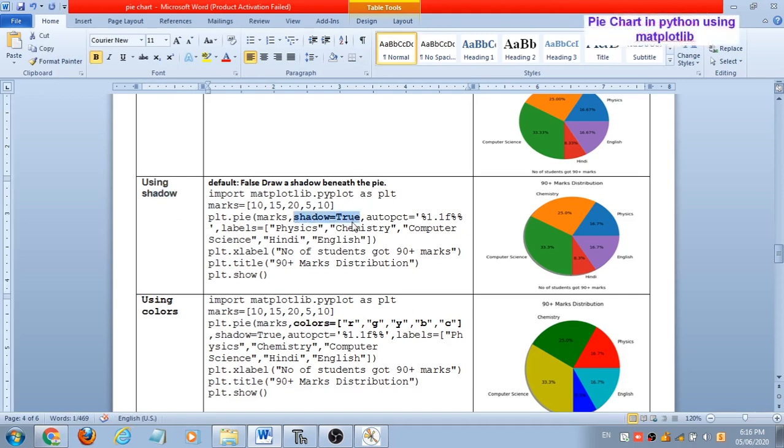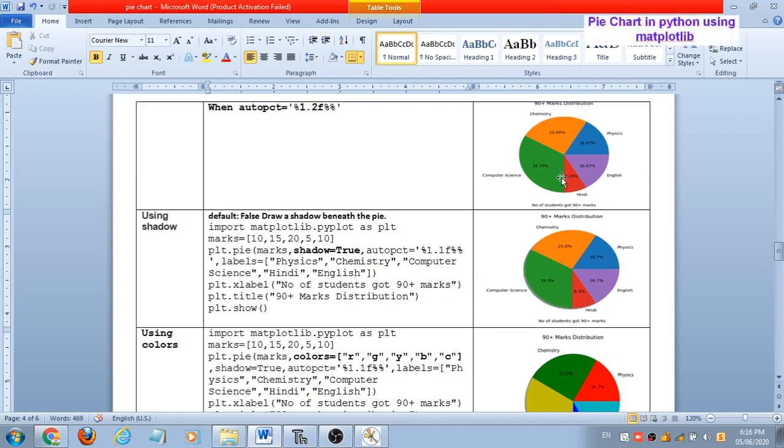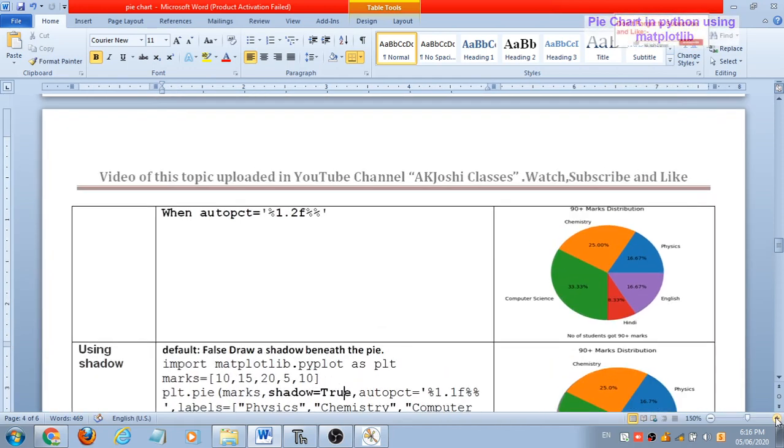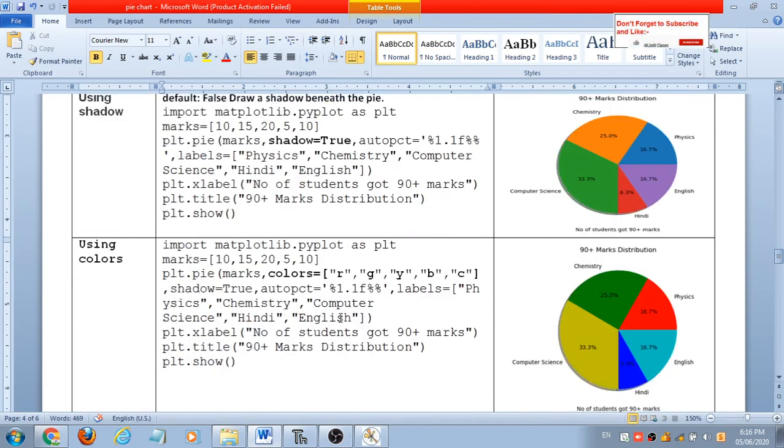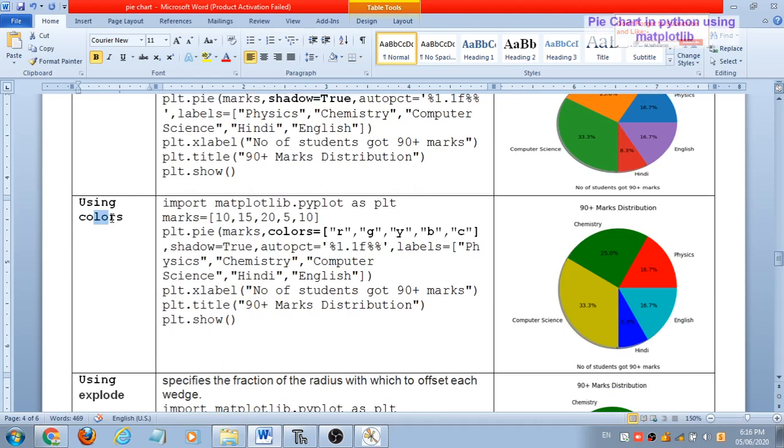Shadow, by default this is false, but suppose this is true, then a slight shadow comes around this pie chart. You can see the difference between these two. There is a slight shadow for this chart. So it's a simple one. You can use this. Now you can use different colors.